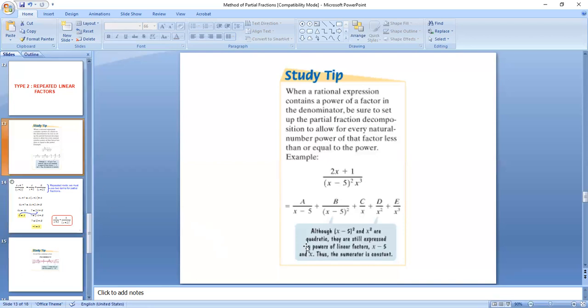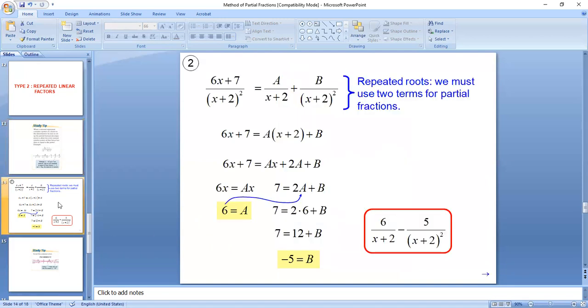Now, don't do this. Later, I'll show you the common mistake of my students. So you have this one. Repeated linear factor already. You have A, you have B. If you multiply this entire equation by (x plus 2) squared, A needs to be multiplied by x plus 2. B need not be multiplied because its denominator is already the LCD. So no need to multiply B with that.